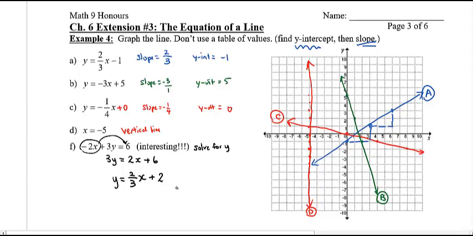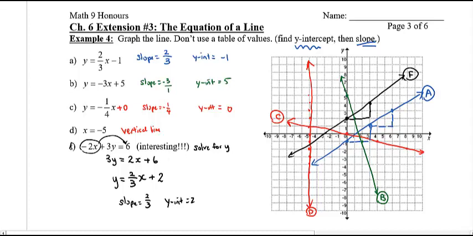And because it's in slope-intercept form, I can now tell you what the slope is. And I can also tell you what the y-intercept is. And therefore I can tell you how to graph this out. Point at 2, 3 to the right, 2 up. Connect together. There you go. There is F.